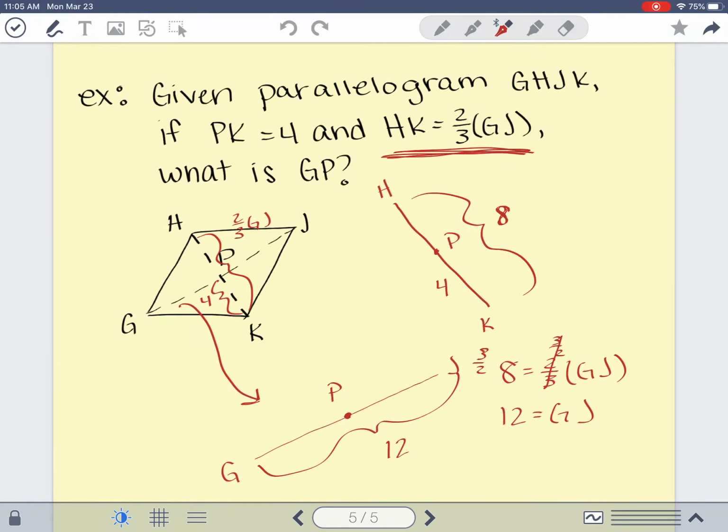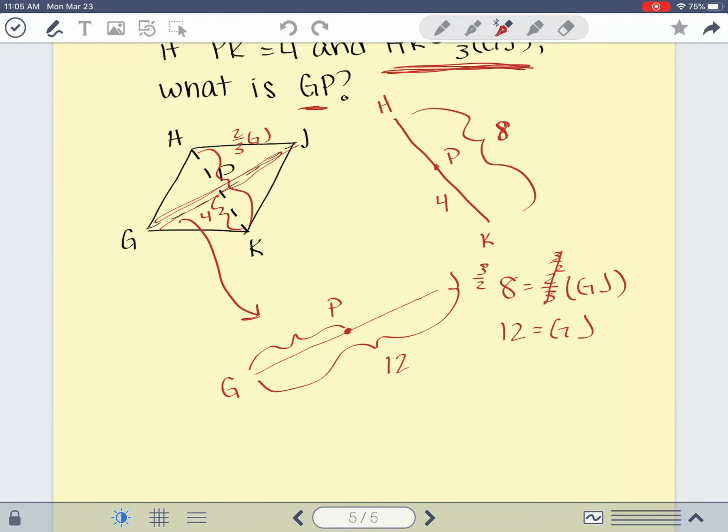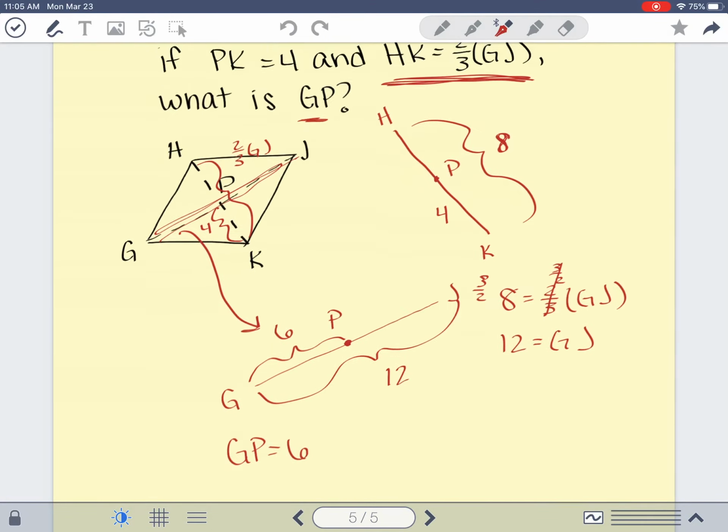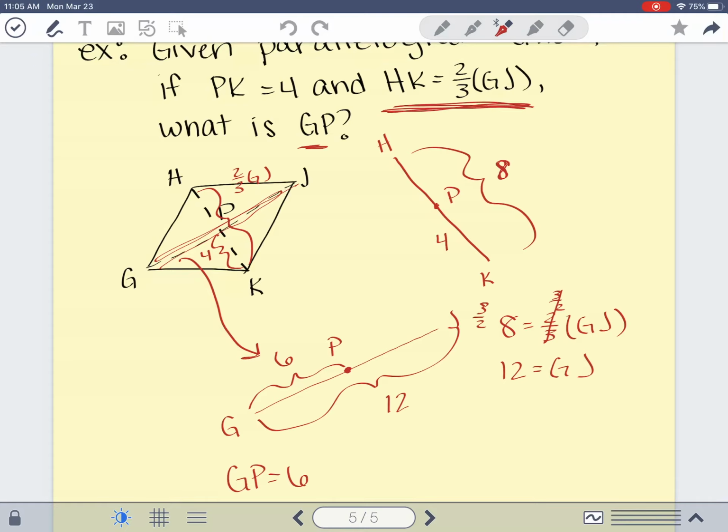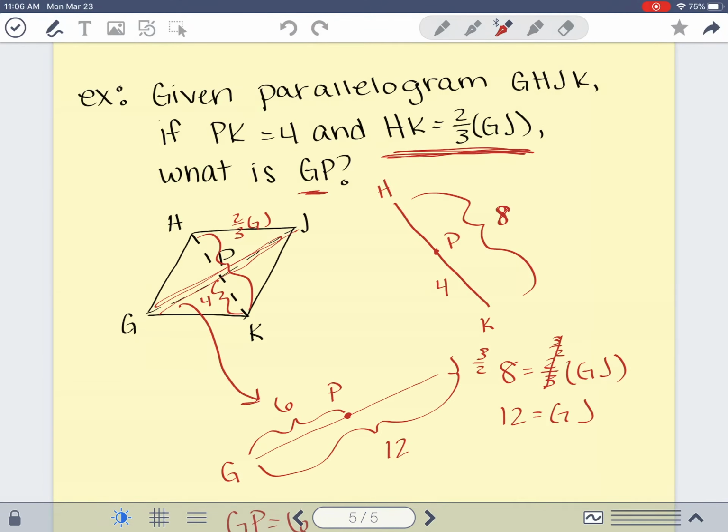This whole piece right here is 12. It wants to know, how big is GP? So I just want to find this little piece. If I know that the whole diagonal right there is 12, then that tells us that half of that would be GP, which is 6. GP is 6. I know at first it looked like it was going to be super confusing going from one diagonal to another, but just break it down one piece at a time, and it's really not as bad as it looks.